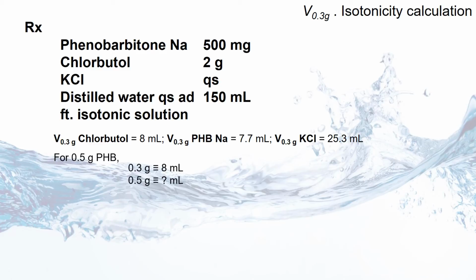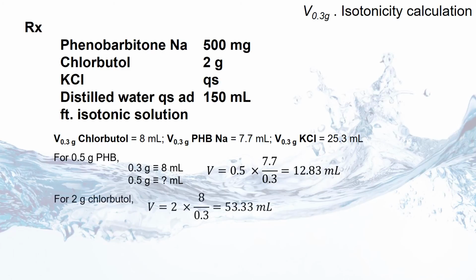You know that 0.3 gram is needed in 8 ml. So for 0.5 gram, how much volume is needed to make it isotonic? It's just a ratio, very simple, and you will get V of about 13 ml. We do the same for 2 gram chlorobutanol, and you will get about 53 ml. So in total, you will have 150 ml. The rest of the volume should be adjusted by the potassium chloride.